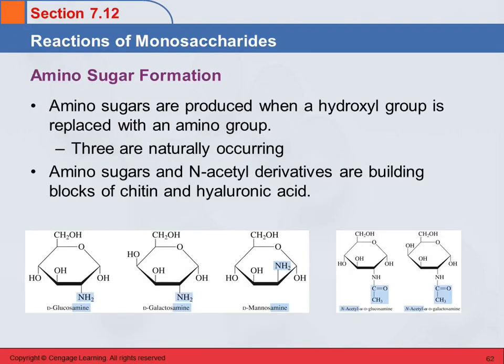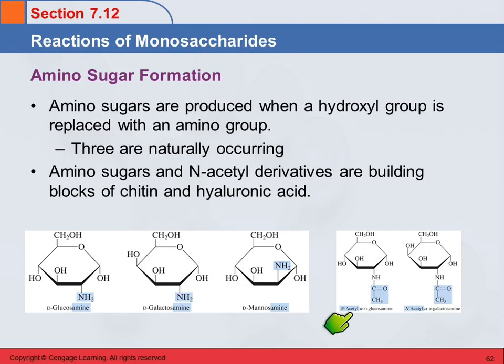Monosaccharides can also form amino sugars. And this happens when a hydroxyl group is replaced with an amino group. So this is glucosamine, this is galactosamine, and this is manosamine. Some of these are not amino groups, but amino group derivatives.